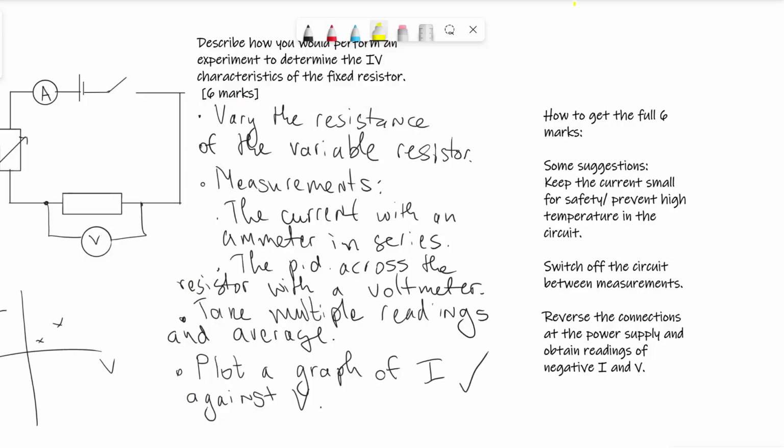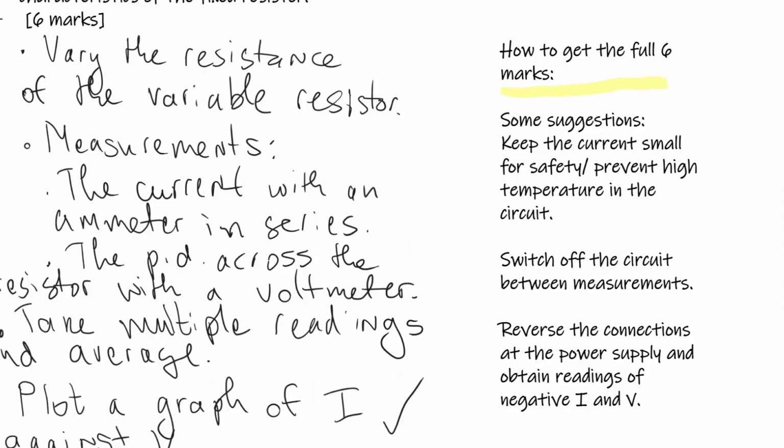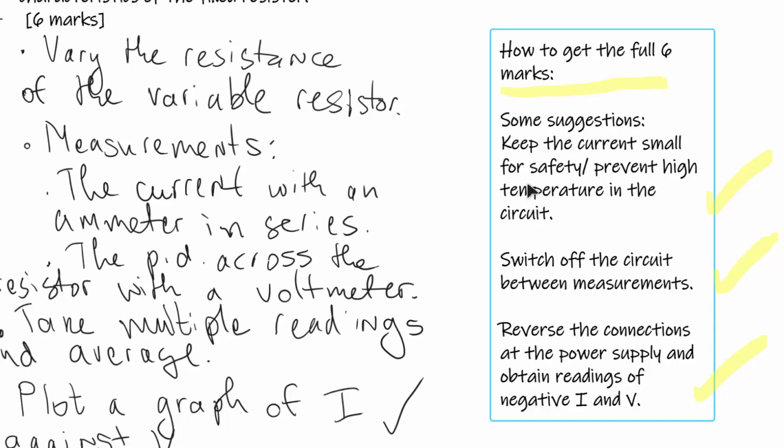However, how do we get the full 6 marks? Well, here are some suggestions. Let's include some safety. So for instance, we can keep the current small for safety and to prevent high temperature in the circuit. Additionally, we will also want to switch off the circuit between measurements, and finally we can also take some readings for the negative range by reversing the connection of the power supply and obtaining readings of negative I and negative V. Now those two parts will be dependent on the actual experiment.